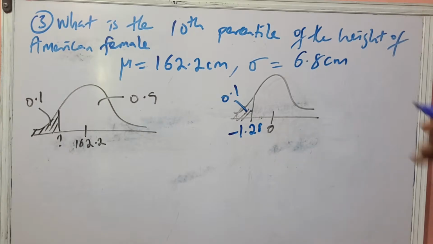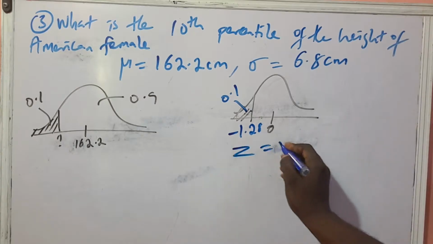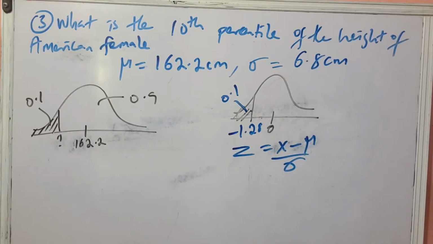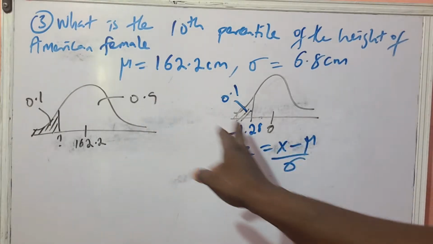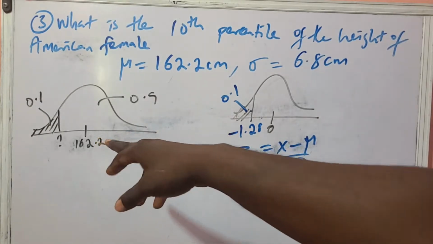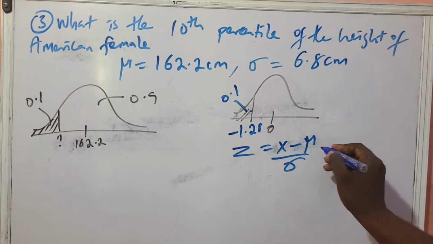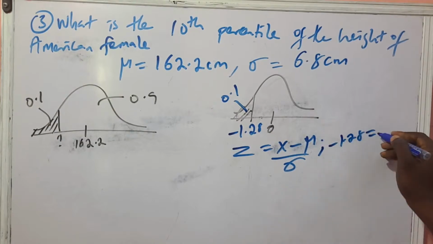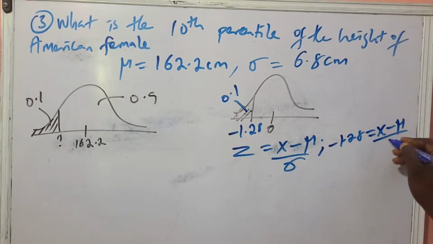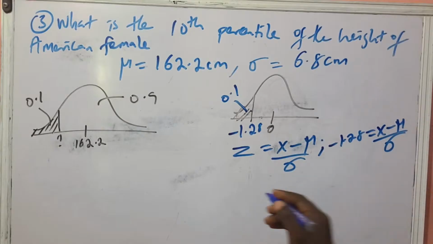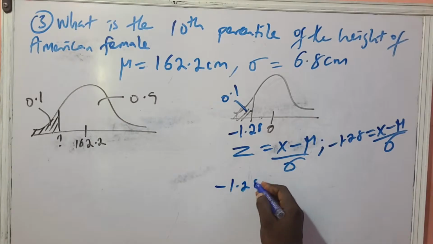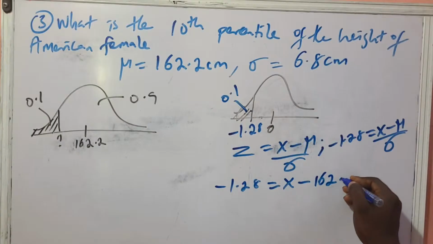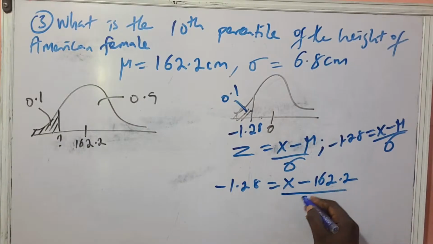Then you recollect that your Z equals X minus mu over sigma. Obviously, you know that this is the Z score, you need to go and find the X score. So what you want to find here is to say minus 1.28 equals X minus mu over sigma. Now, minus 1.28, you can fix in your parameter. Your mu was 162.2, your sigma was 6.8.